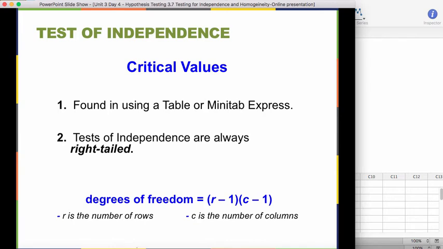And then again, when we look at the degrees of freedom, this is a little bit different. What you do is you take the number of rows minus 1, and you take the number of columns minus 1. You multiply those two together, and that gives you the degrees of freedom for that particular analysis.